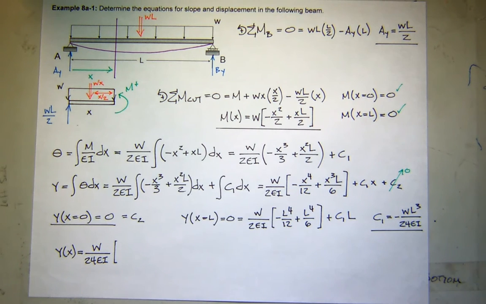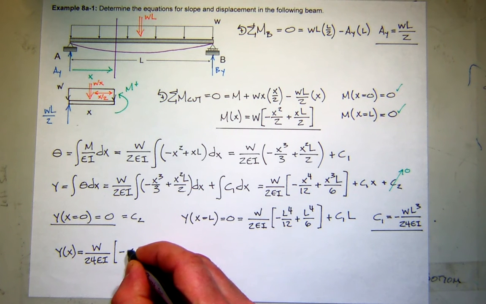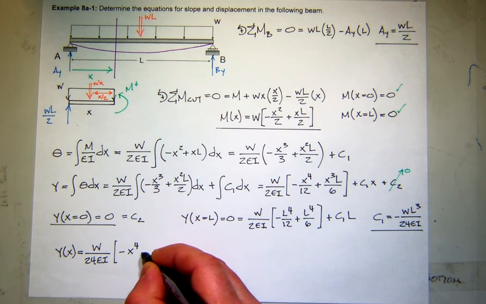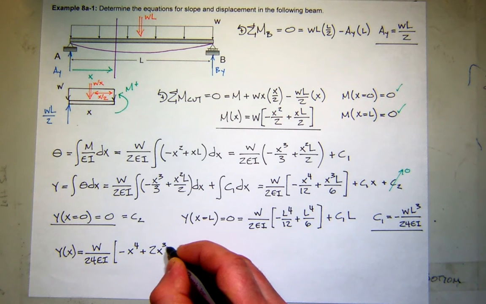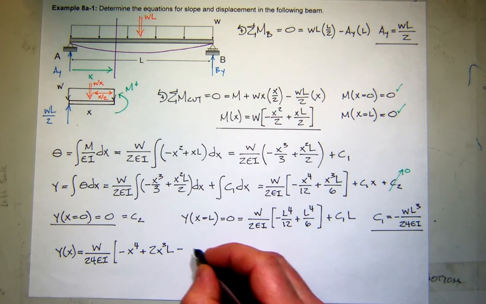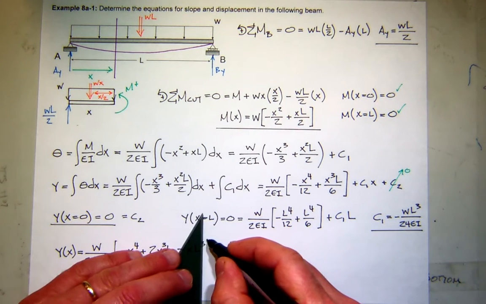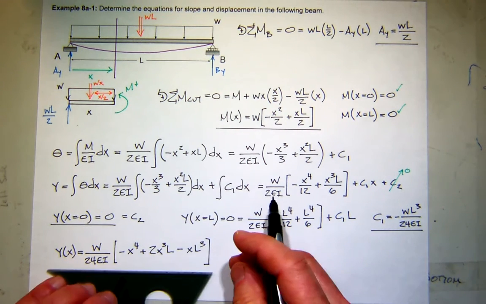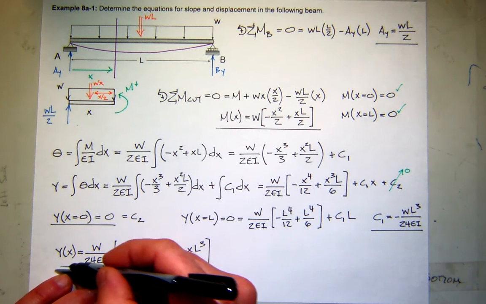But just to finish this problem, make it kind of neat, I'll end up with minus x to the 4th plus 2x cubed L minus xL cubed. So that should be the displacement of the beam.